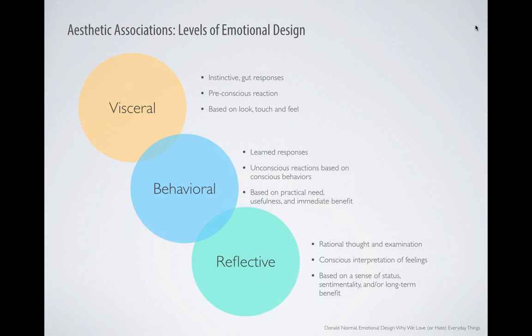This is where our higher order thinking, or that frontal lobe that we have as human beings, comes into play. It's our ability to think rationally, to problem solve, to have memories and experiences that we can draw from. This is based on rational thought and is a conscious interpretation of emotions.